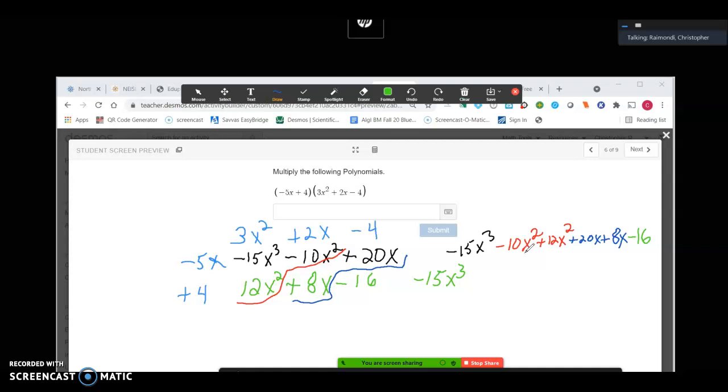so I get signs are different, so I subtract, so I get a plus 2x squared. Then I have 20x plus 8x, that gives me a plus 28x. Then bring down my minus 16.